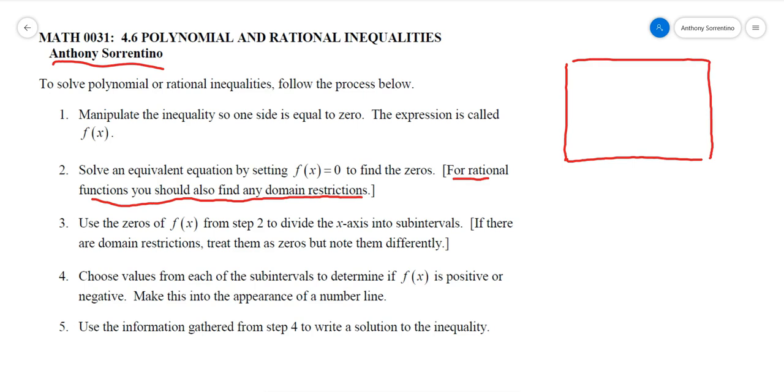if I have a rational function, let's say it has a vertical asymptote at 3, your graph could be doing something along the lines of this.